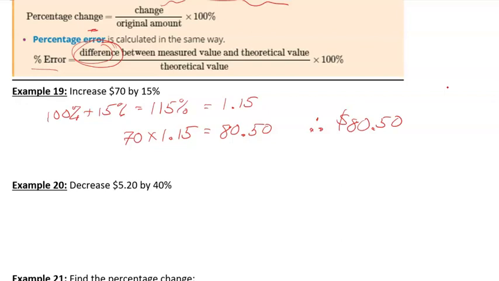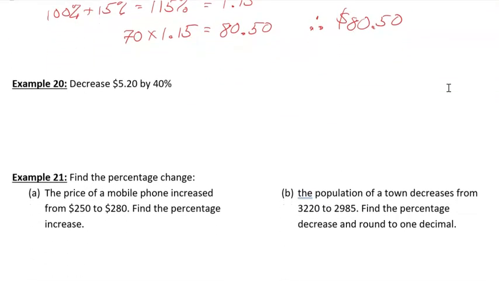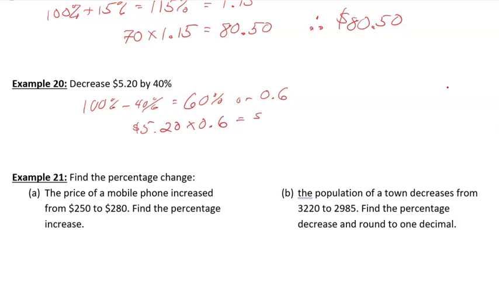If we were to decrease $5.20 by 40%, what we're going to do is work out, we had 100%, we're going to take away 40%, and that's 60%, or as a decimal 0.6, which is now useful. So we're going to take $5.20 times 0.6, and that's going to give us, we'll put the dollars back in just to save time, 3.12. So if we decreased $5.20 by 40%, we would get $3.12.